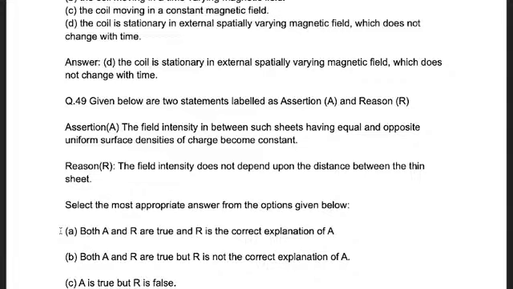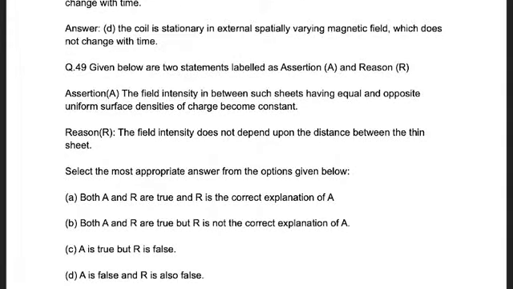A. Both A and R are true, R is the correct explanation of A. B. Both A and R are true, but R is not the correct explanation of A. C. A is true, but R is false. D. A is false and R is also false. Good. The answer is A. Both A and R are true, and R is the correct explanation of A.